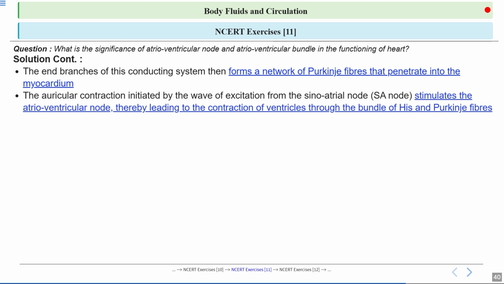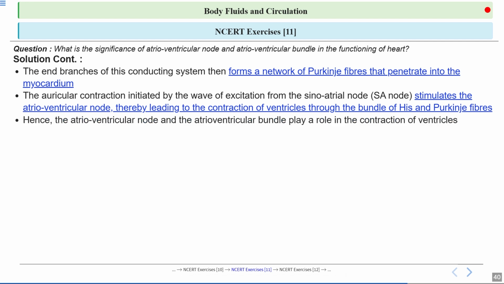Okay, clear? So now we see how the wave of excitation from the SA node leads to contraction of the atria, which then stimulates the AV node. So this triggers the contraction of the ventricles through the bundle of His and Purkinje fibers. Now you can say the atrioventricular node and the atrioventricular bundle are essential for the contraction of the ventricles. Without them, the heart would not be able to pump blood efficiently to the lungs and the rest of the body.